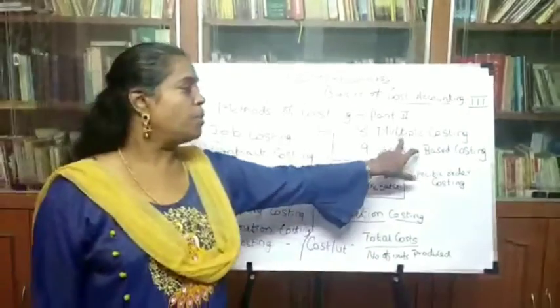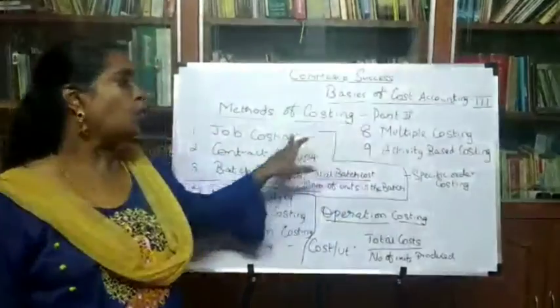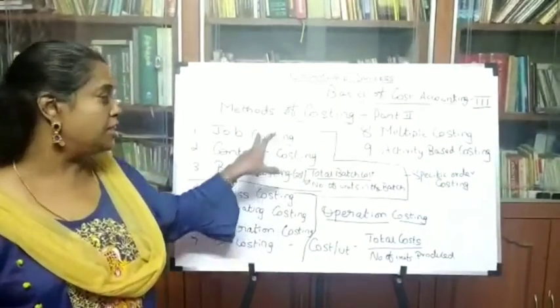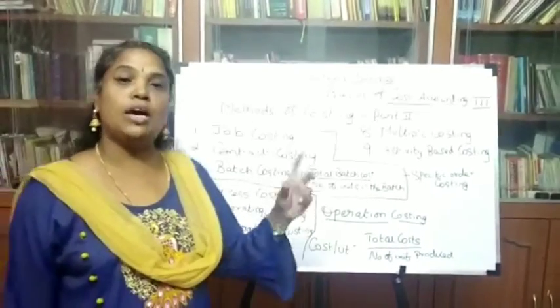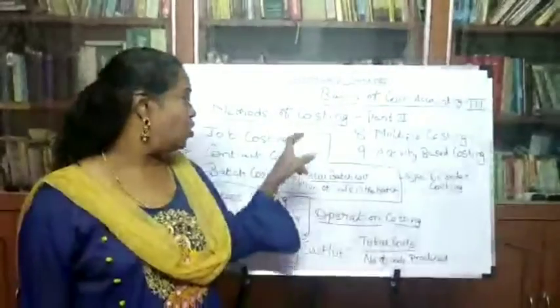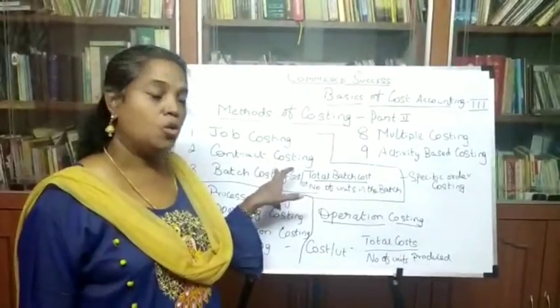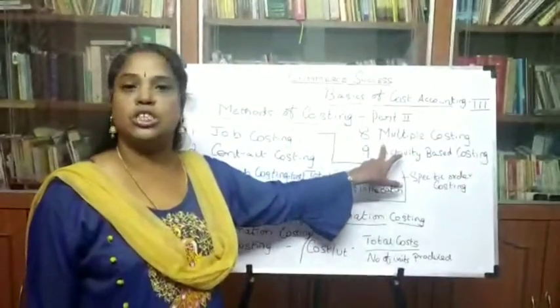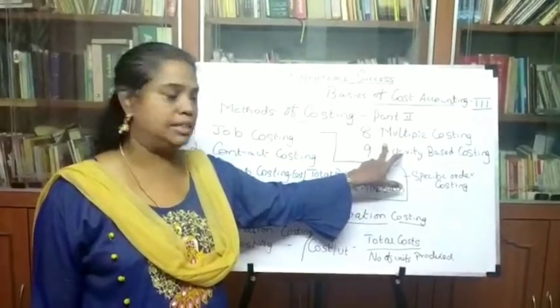Next, we will see multiple costing. It is very simple. If you follow a single method of costing, it is job costing or batch costing or contract costing. Suppose you have a combination of the methods. You have job costing, you also have batch costing, you have unit costing also. In those cases, multiple costing will be applied. So, it's nothing but a combination of two or more methods.